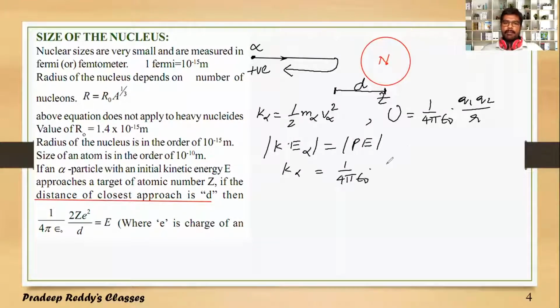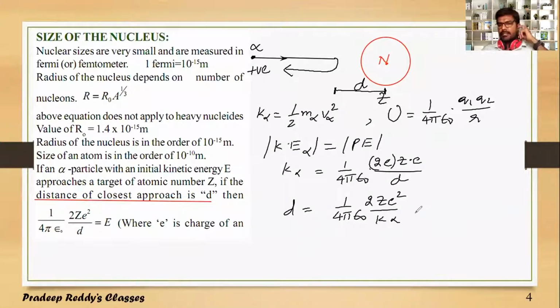Q1 is the charge of the alpha particle, that is 2 times the charge of the proton, and Q2 is the charge of this nucleus, it is Z times E, divided by the separation between those two. I am considering it as D, where D is the distance of closest approach. I can just bring this D to the other side. D is equal to 1 by 4 pi epsilon naught, 2 times Z E square divided by K alpha, where K alpha is the kinetic energy of the alpha particle.